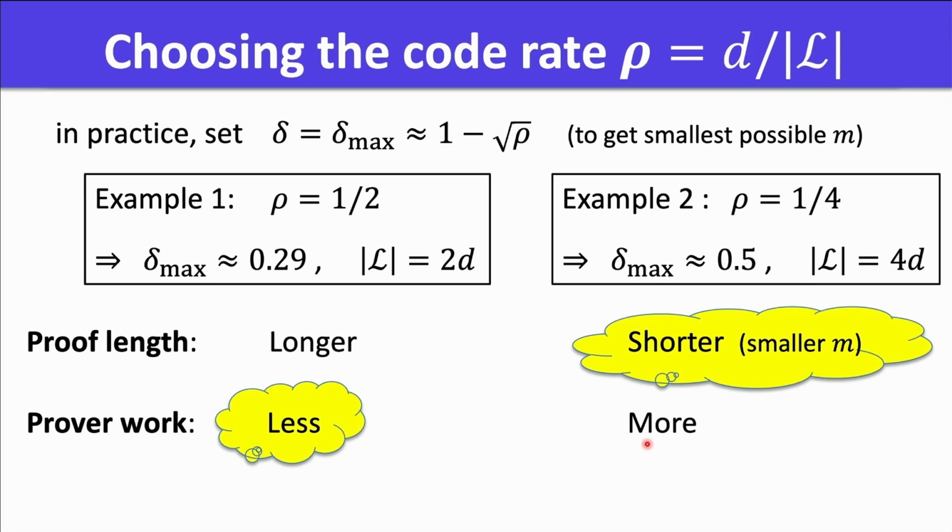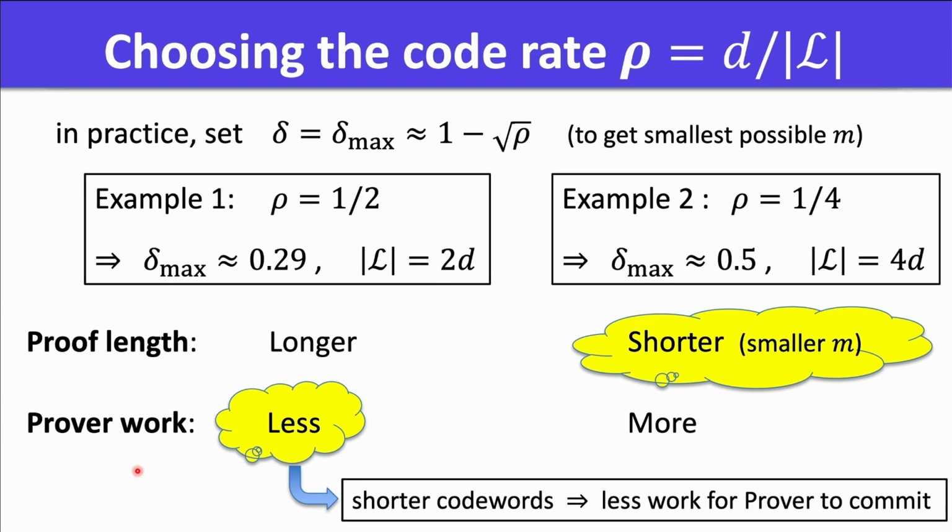However, the lower the rate of the code is, the more the prover has to commit. Now it has to commit to words of length 4D, where here the prover has to commit only to words of length 2D. Where remember, D is the degree of the polynomial that we're trying to commit to. So a higher rate code means shorter code words, which means less work for the prover. And so this is the trade-off that we have when it comes to choosing the rate of the code. Do we want to optimize for shorter proofs, or do we want to optimize for prover work? And I'll tell you, for example, that Plonky 3 uses codes of rate 1/2. That's the sweet spot that they chose between prover work and proof length.